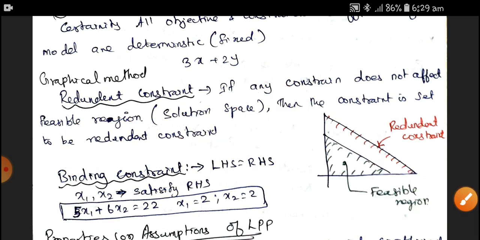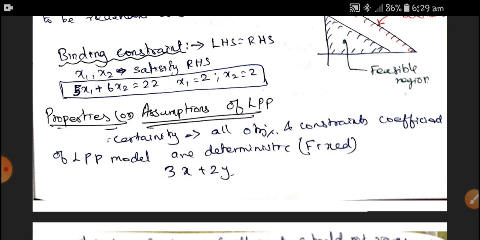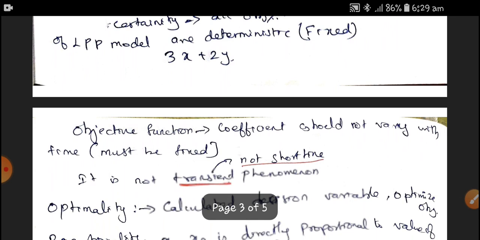So here we have the properties of LPP, properties or assumptions we can say. Certainty: all objective and constraint coefficients of the LPP model are deterministic. As I said earlier, the objective function coefficients should not vary with time.